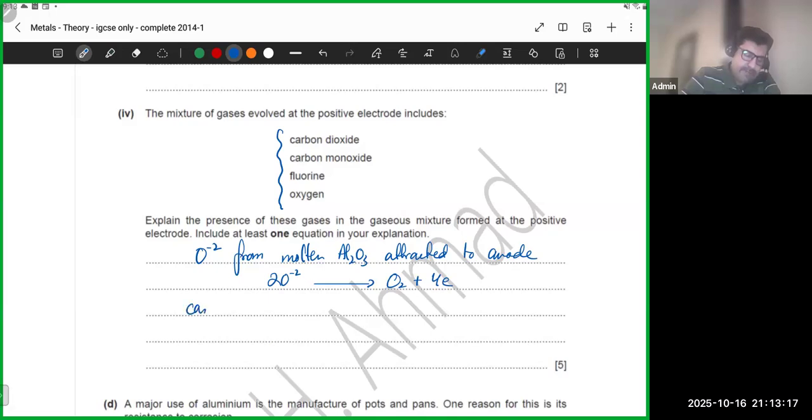Then you're going to write that the carbon anode or the graphite anode starts to burn. You can either just state it, because your at least one equation part is done. And that produces CO/CO2. Where does F- come from? F- is also attracted to the anode.